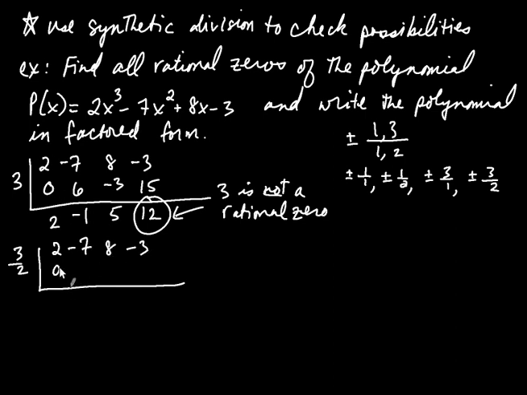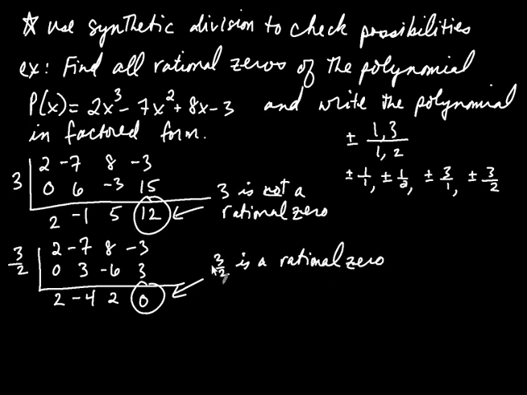And you bring the 2 down. You can put a 0 here. So it's a 2. Multiply these together and you get a 3. And then it's going to be -4. Multiply these together and you get -6. It's going to be a positive 2. Multiply these together and you get a 3. And that brings you to a 0. Again, the number at the end is the remainder. If the remainder is 0, that means that indeed this number is a rational zero. So the fact that that 0 tells you that 3/2 is a rational zero.